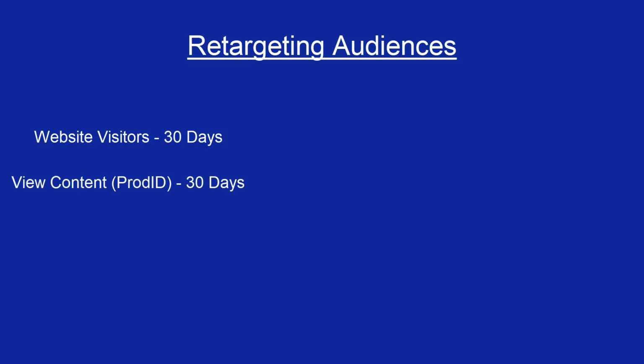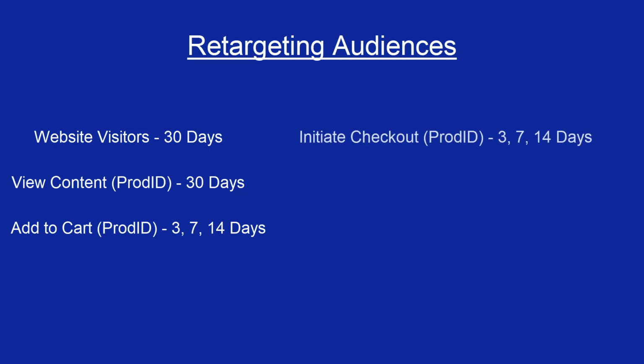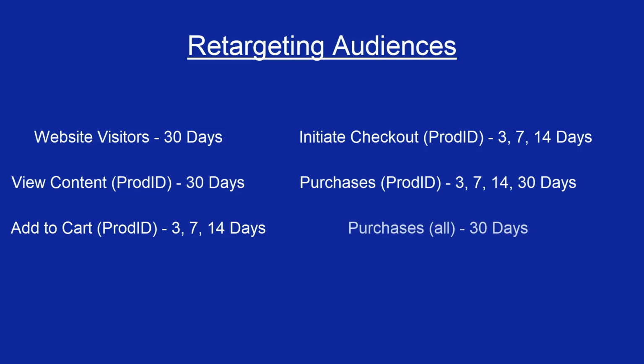Now, the list of audiences that I use for retargeting. Number 1, website visitors 30 days. Number 2, view content for a specific product 30 days. Number 3, add to cart for a specific product for 3, 7, and 14 days. And then initiate checkout for a specific product for 3, 7, and 14 days. We do also need to create the following audiences: purchases for a specific product for 3, 7, and 14 days, as well as 30 days purchases for all products.